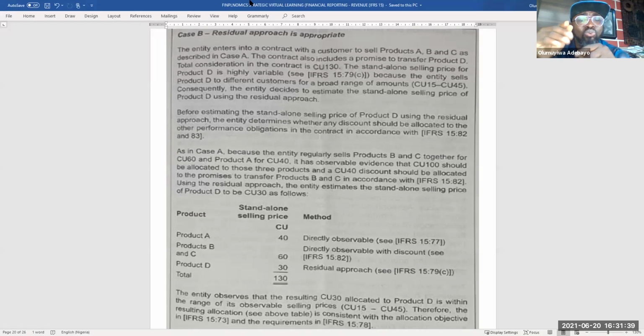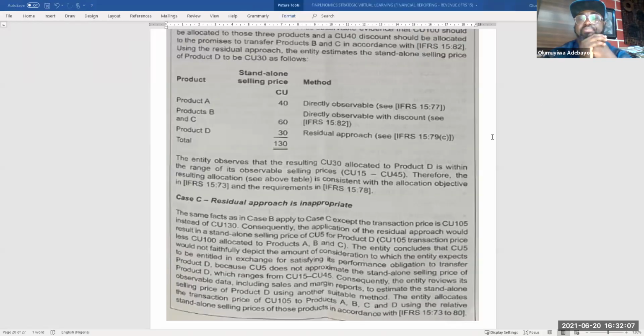Now, I'll also show you when the residual approach may be put to use but is inappropriate. Let us look at it. Can you look at a scenario where it's inappropriate? Okay, case B, residual approach is appropriate, that is what I'm saying here. Case C, okay, hold on. Case C, residual approach is inappropriate.